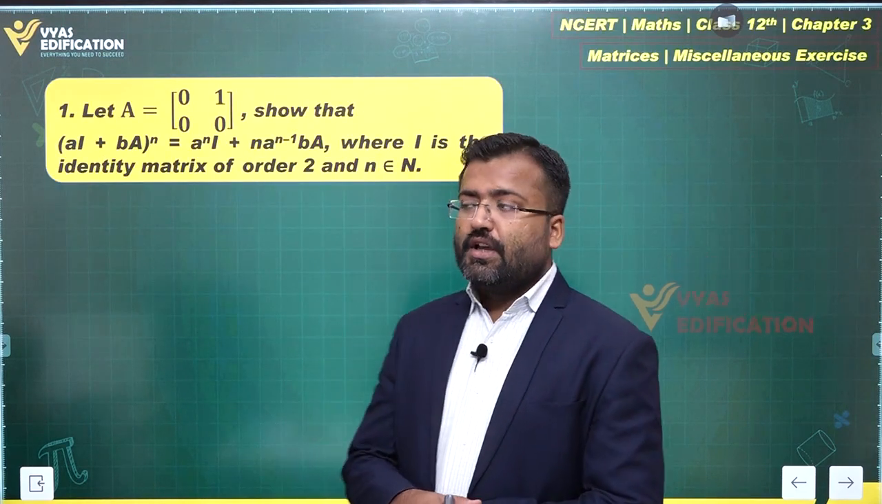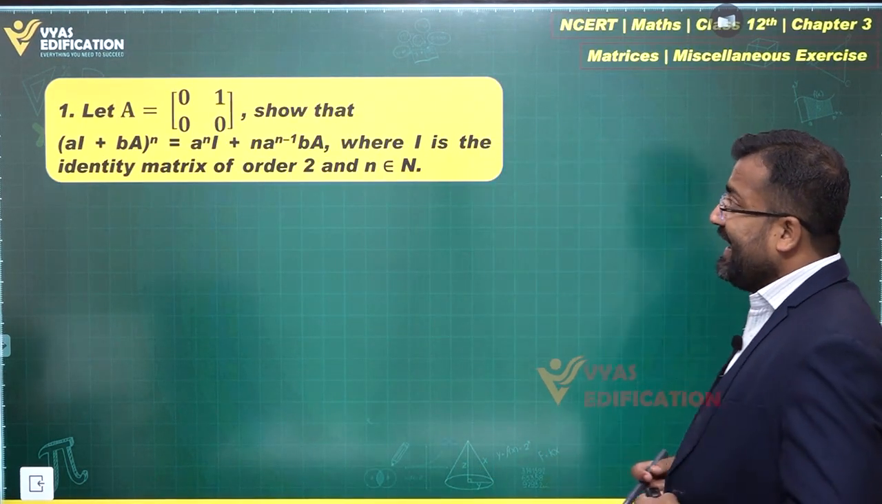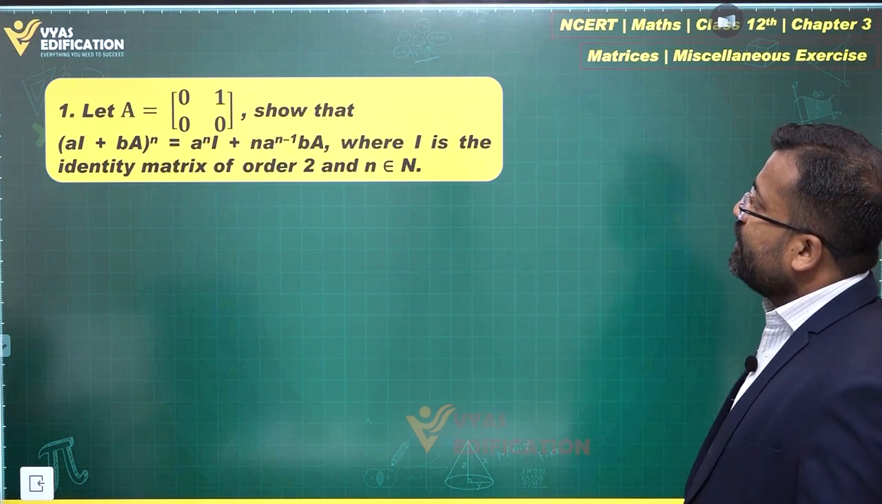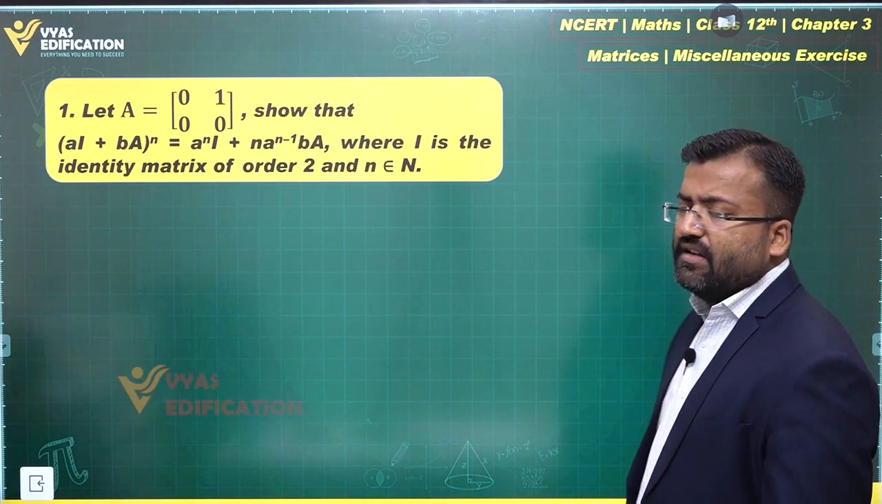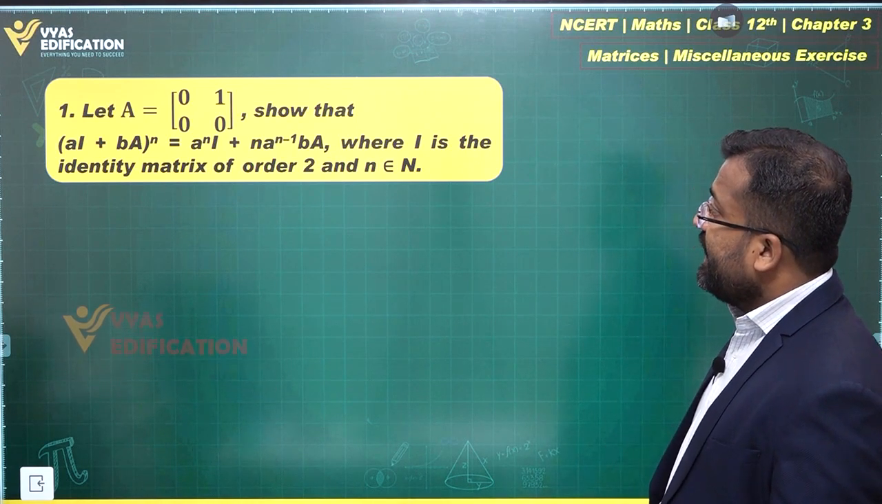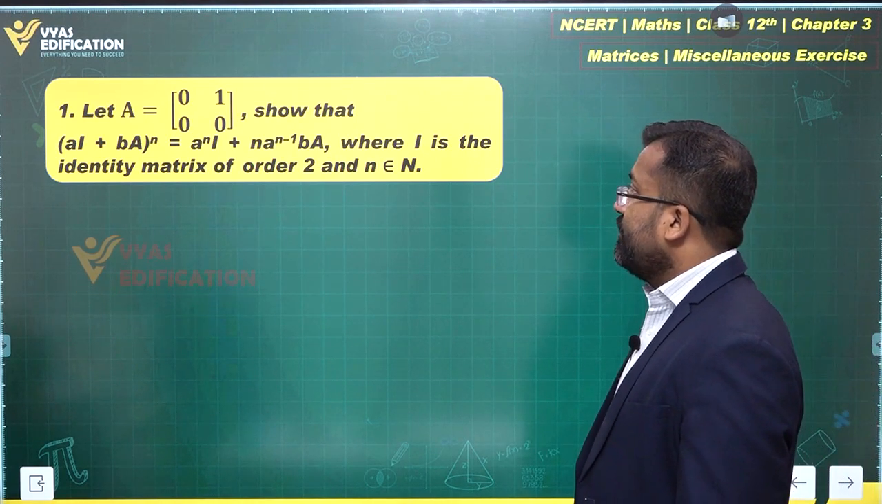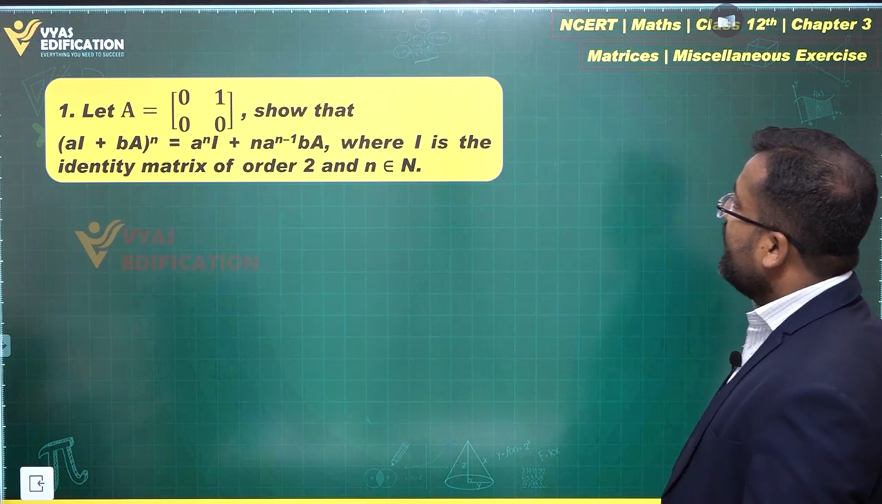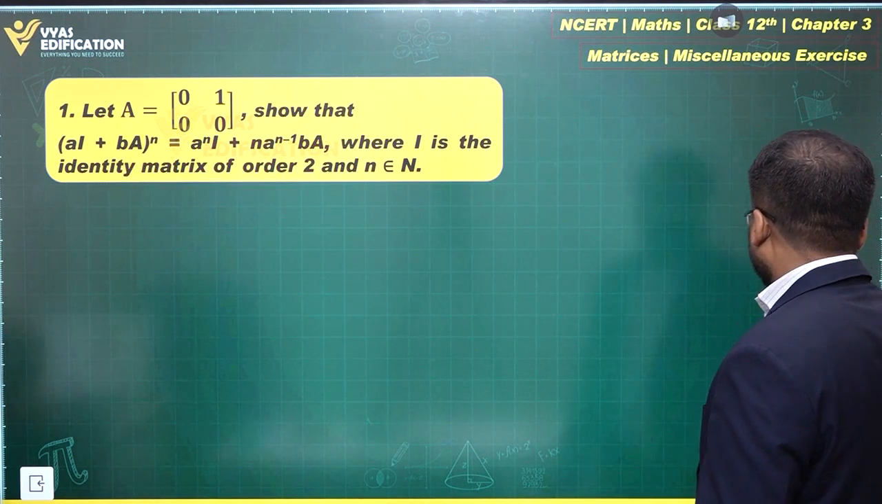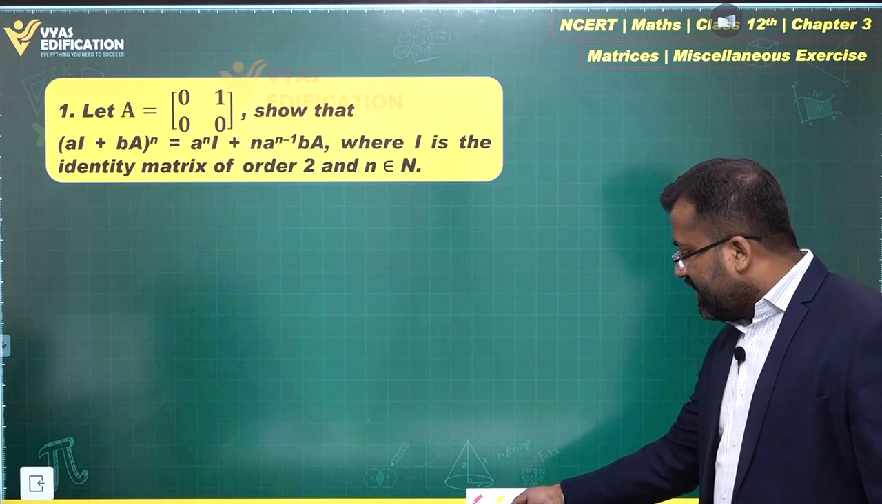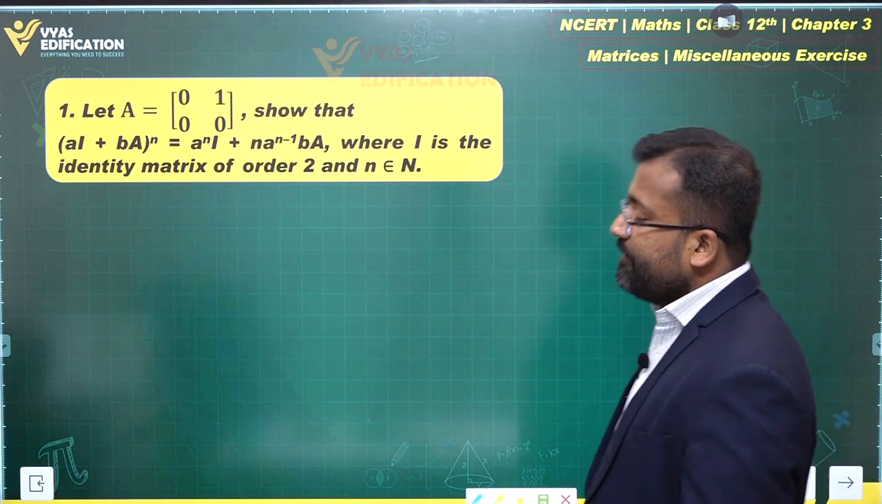Let's discuss this question which says: let A be the matrix [0, 1; 0, 0]. Show that (aI + bA)^n = a^n I + n a^(n-1) b A, where I is the identity matrix of order 2 and n belongs to the natural numbers, right? So how do you think we can approach this kind of question?